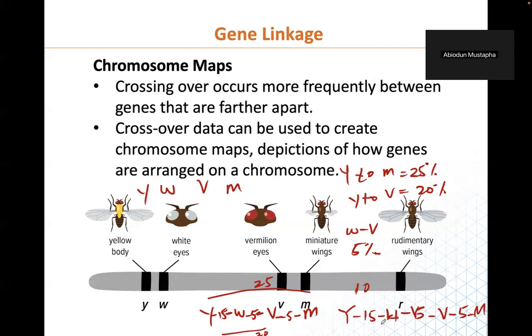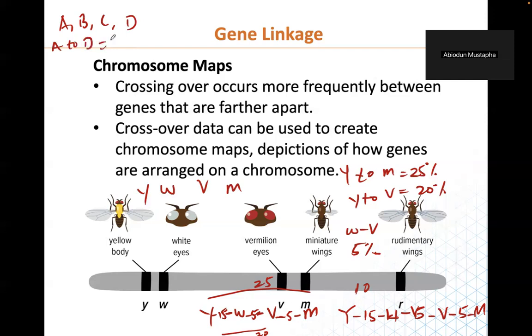So 15, 5, 5. So this is how to construct the chromosome map. It's not something difficult. Or let's construct another one. Let's use ABC. So let's say, for example, A, B, C, D.